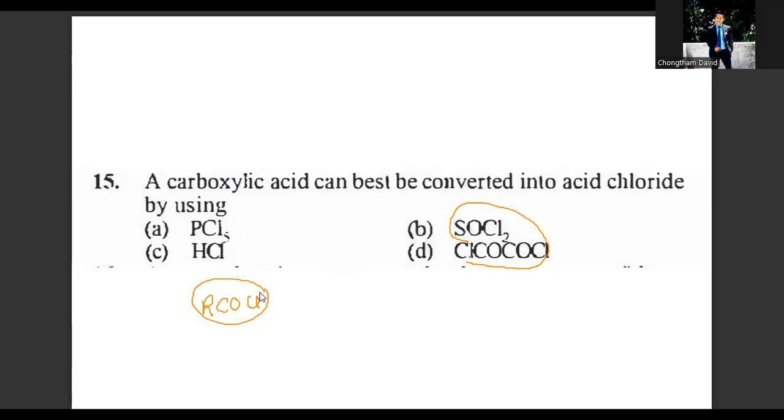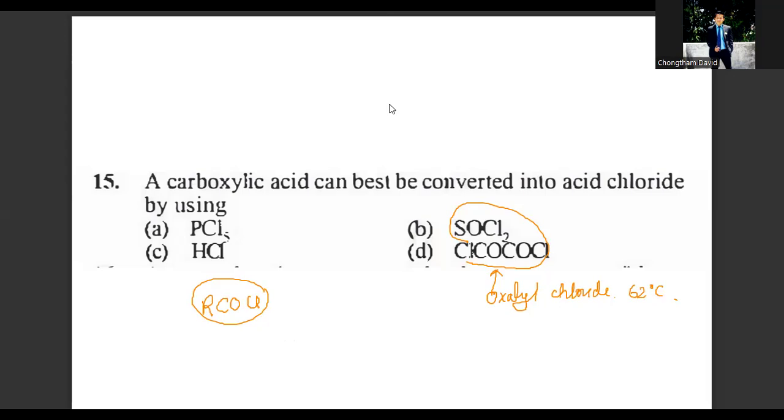And further, for you to remember easily, this name may be new for some of you, this is called oxalyl chloride. Oxalyl chloride is particularly easy to use because any excess of it can be easily evaporated, as it has a very low boiling point of 62 degrees centigrade.